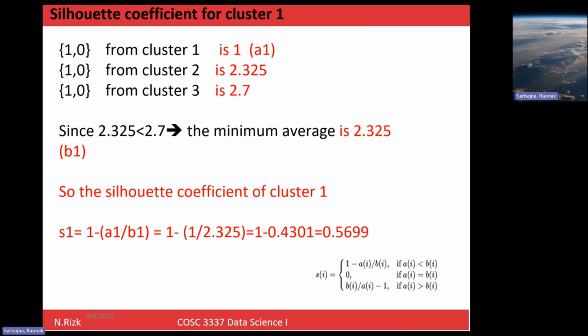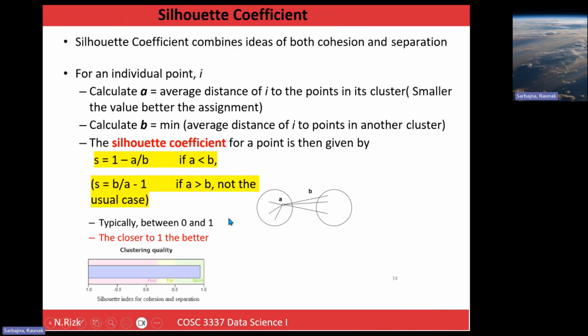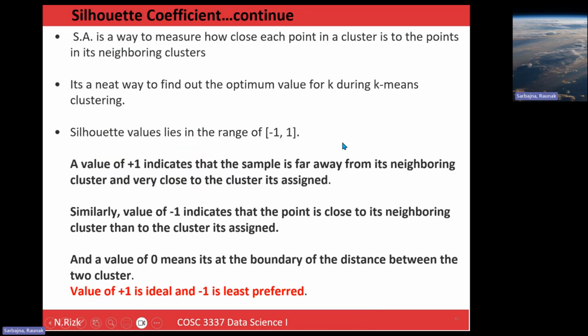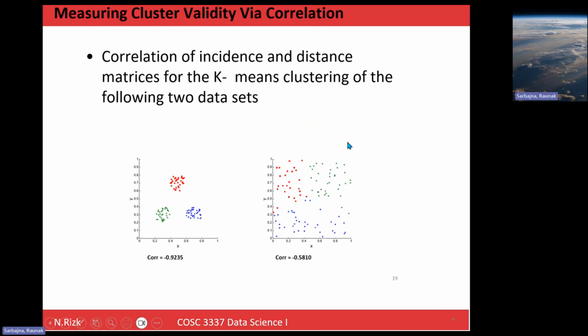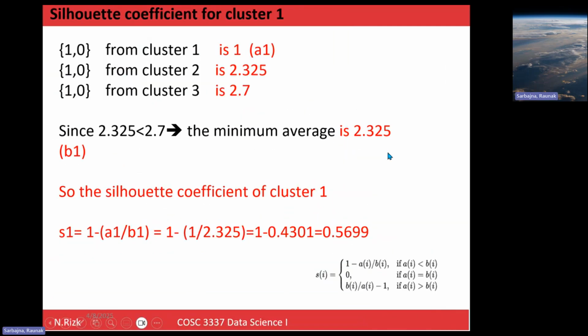Since 2.325 is smaller than 2.7, that is the minimum average. Why are we taking the minimum? Because look at the formula for silhouette. B is the minimum of the average distance of i to the points in another cluster. Right. So this is very simple. Let me put the formula here. Oh, the formula is here, right?